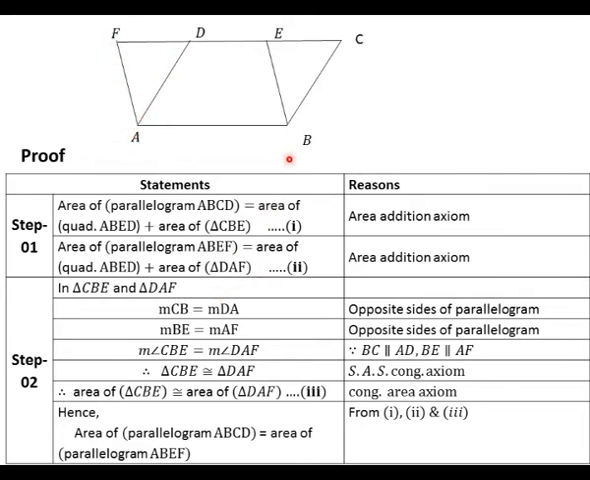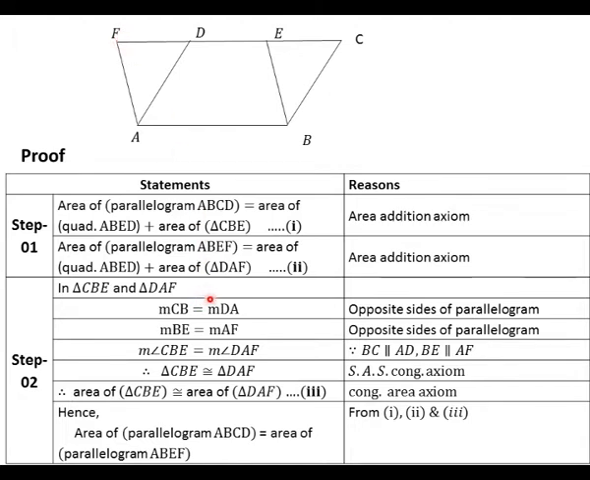On comparing both triangles, we see that CB is equal to DA. How? Because these two are the opposite sides of a parallelogram. Which parallelogram? A, B, C, D. So these are equal. Now BE is equal to AF. Why? Because these are also the opposite sides of parallelogram A, B, E, F.